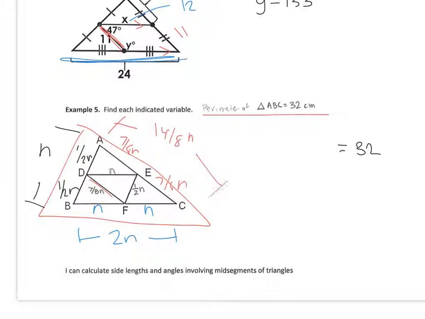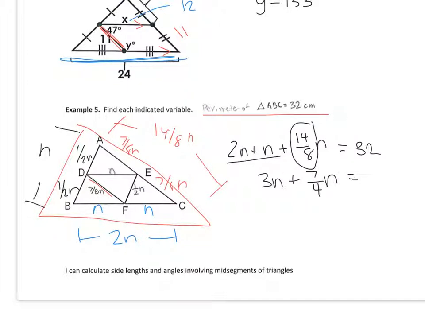Because 7 plus 7 is 14, you keep the denominator the same. So over here, I'm going to write 2n plus 14/8 n. So simplify: 3n plus 14/8 reduces to 7/4 n equals 32. So I'm going to get a common denominator, or you can use your calculator and convert it to decimal, but I'm going to get a common denominator. So I'm going to get 4 as a denominator, which means I have to multiply this by 4.